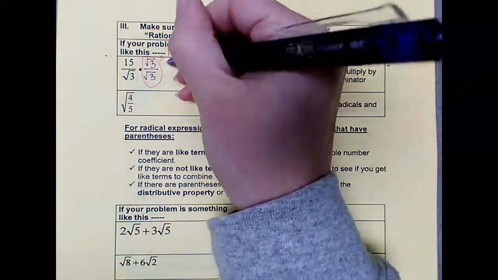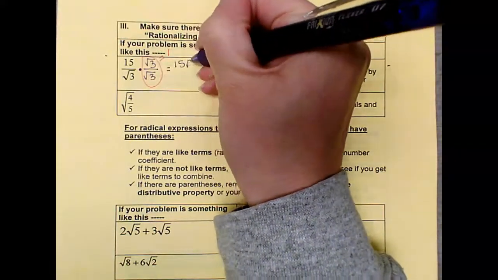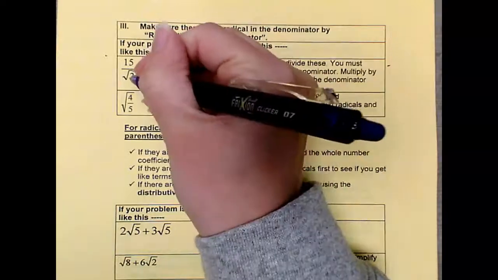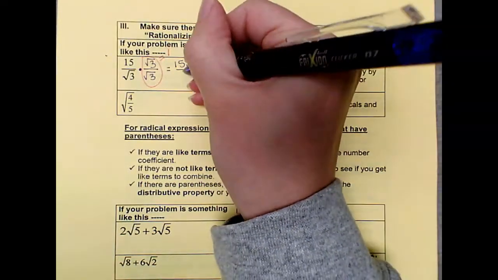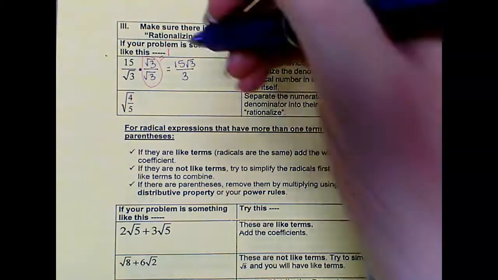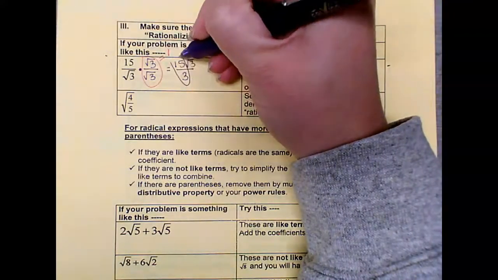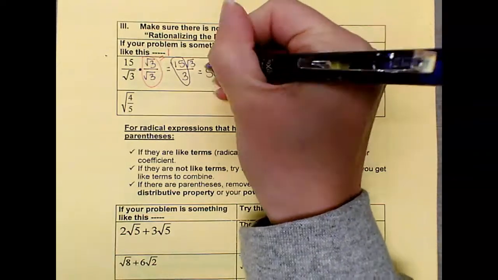So when I multiply, I have 15 times square root of 3. And I have the square root of 3 times the square root of 3, which is the square root of 3 squared. And you just get 3, the radicand. And then I also notice that the numbers on the outside, 15 over 3 is 5. So this is 5 square roots of 3.